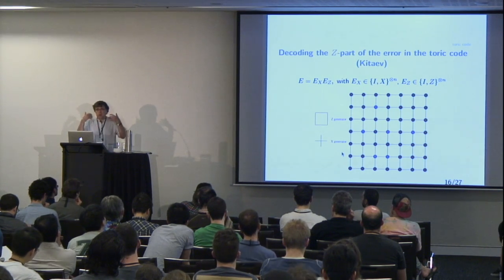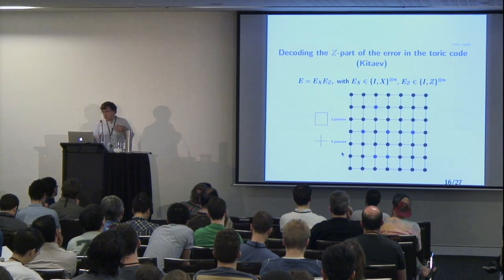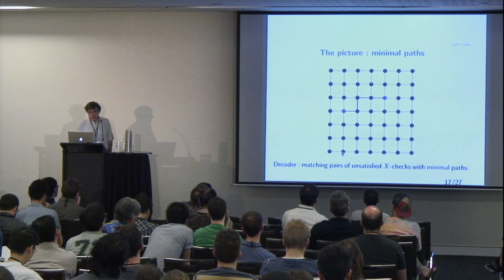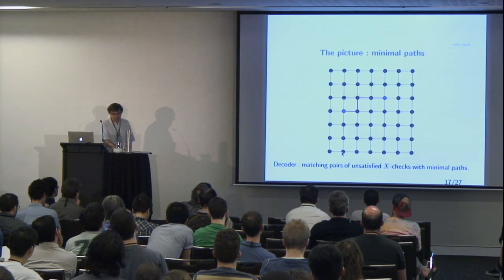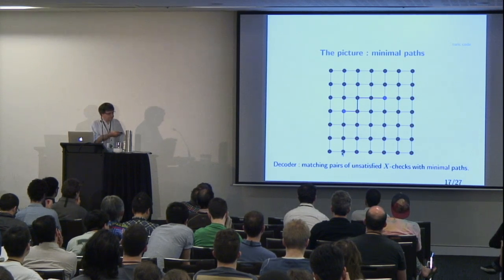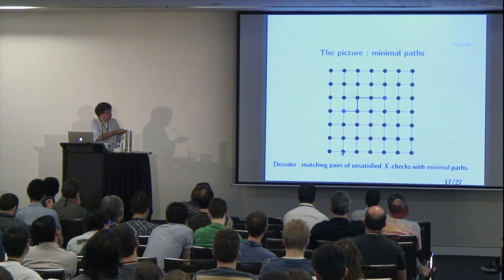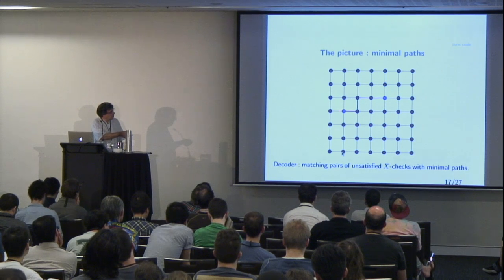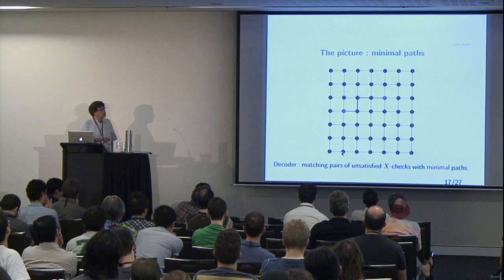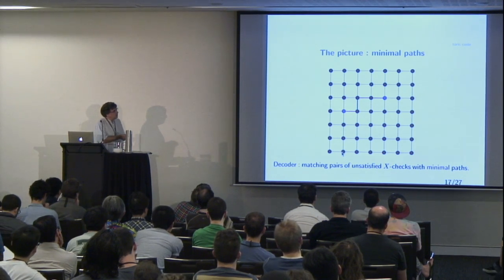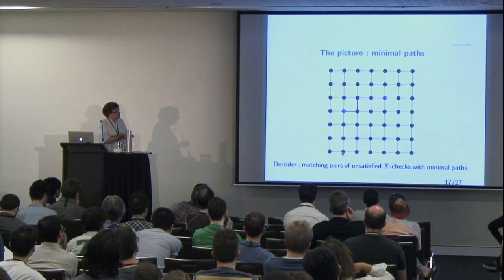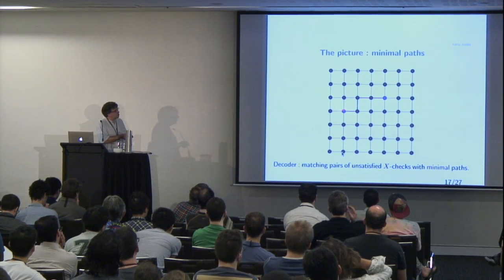And you may actually try first to find, for instance, the Z part of the error. So, if you look at what's going on if I have an error here, which is a Z error on this edge, this edge, this edge, this edge, when you measure this, the X generators which are not satisfied, you can pretty easily see that they are the endpoints of this chain.